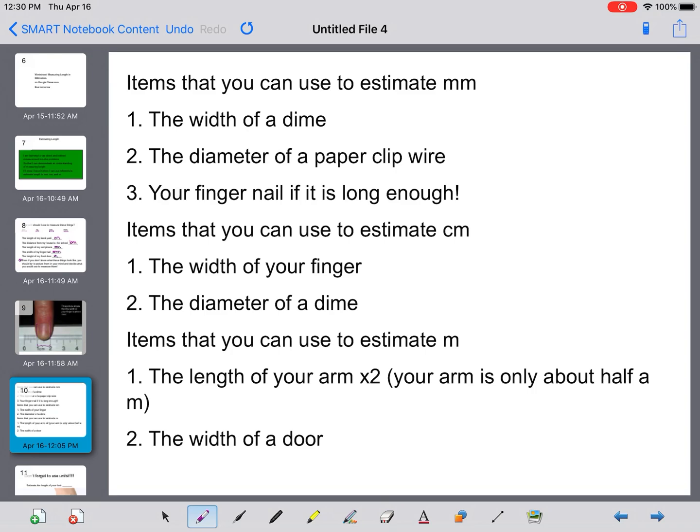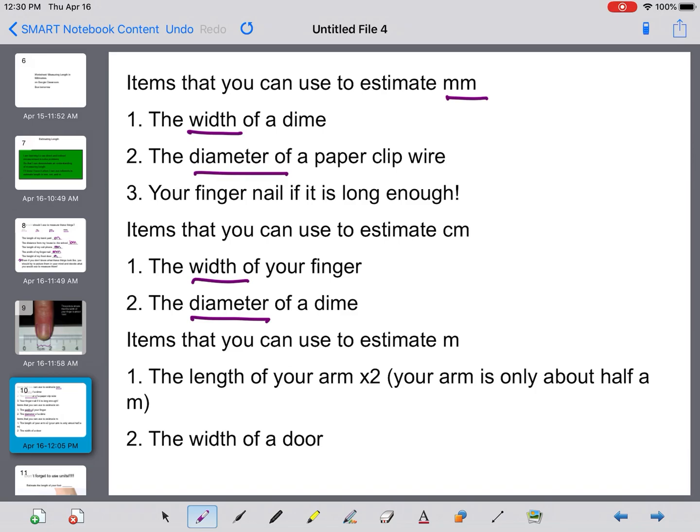Okay, so here are some items that you can use to estimate millimeters. You can use the width of a dime, you can use the diameter of a paperclip wire, or you can use your fingernail if your fingernail is long enough. Okay. Items that you can use to estimate centimeters: you can use the width of your finger like we saw in the last slide, or you can use the diameter of a dime.